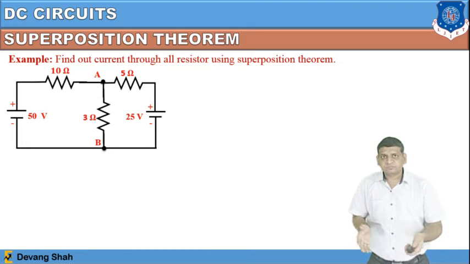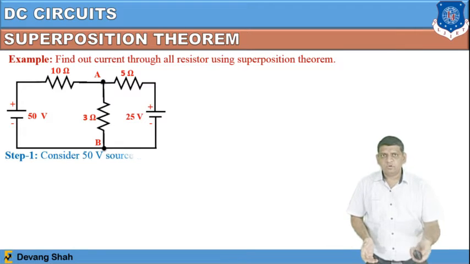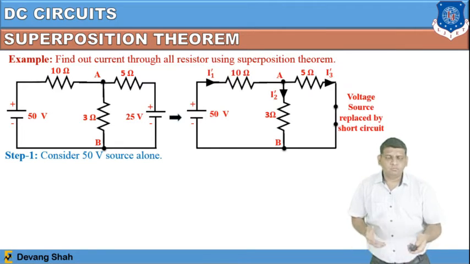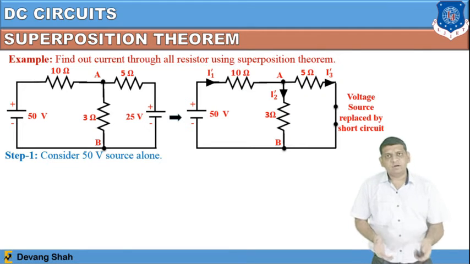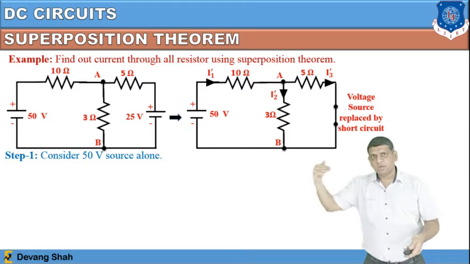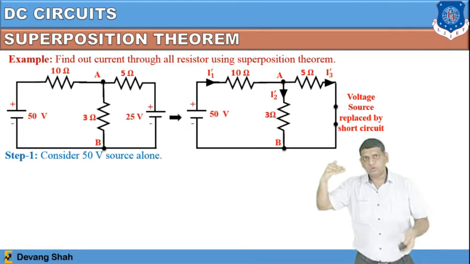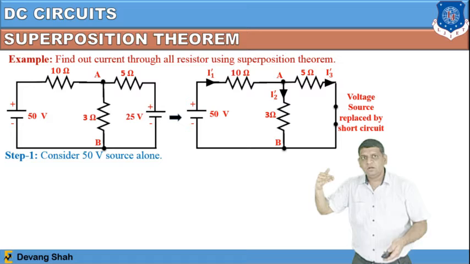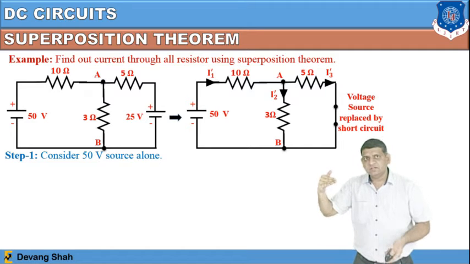Now this is the example where 2 voltage sources are available. So one voltage source you have to take at a time. If I'm going to take the 50 volt voltage source, then you have to make the 25 volt voltage source short, or 0. Once you make it short, looking from the 50 volt source, two resistances, 3 ohm and 5 ohm, are in parallel, and in series with the 10 ohm.